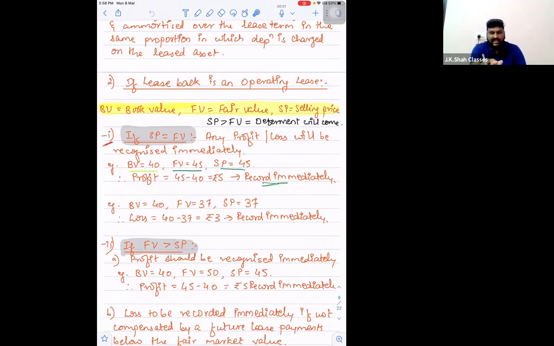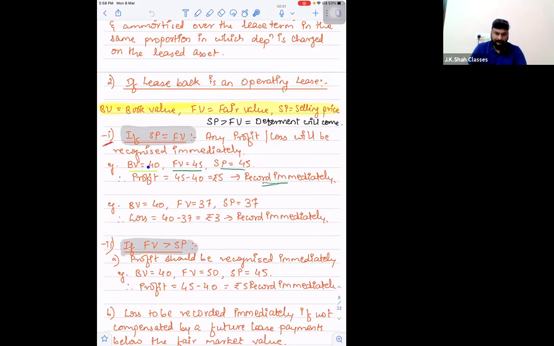Because first I will sell, then I will lease it back. Right? So I am talking about the treatment of profit or loss on sale. So any profit or loss will be recognized immediately. And for every situation, sir, I have given numerical examples so that you understand it immediately. Now, first example I have shown for profit, second I have shown for loss.